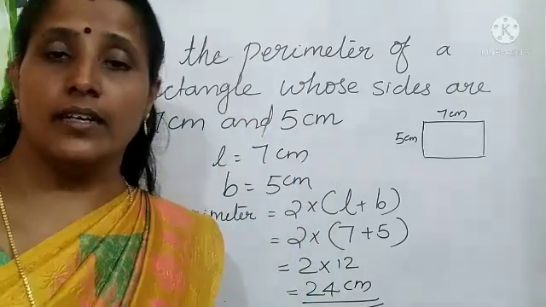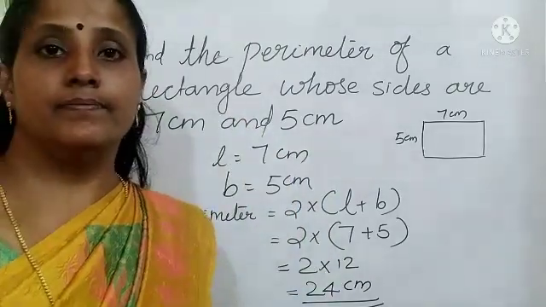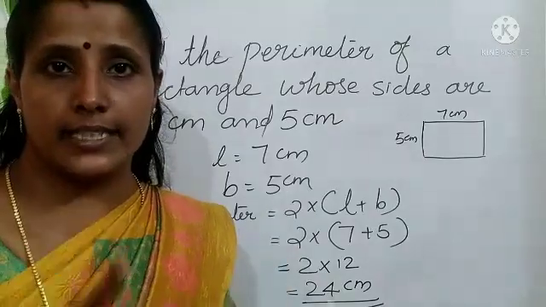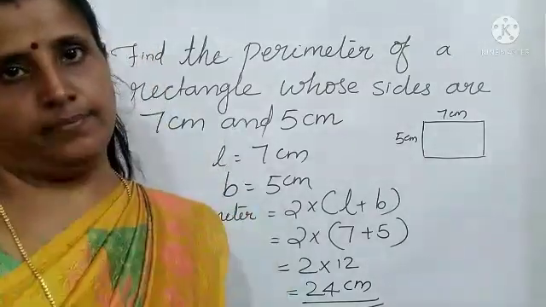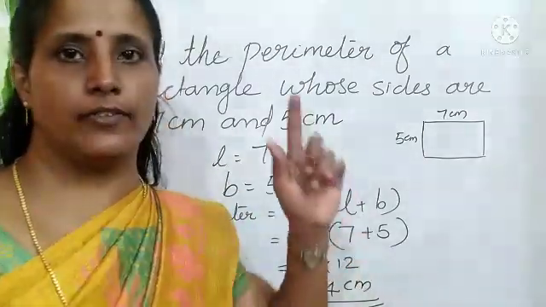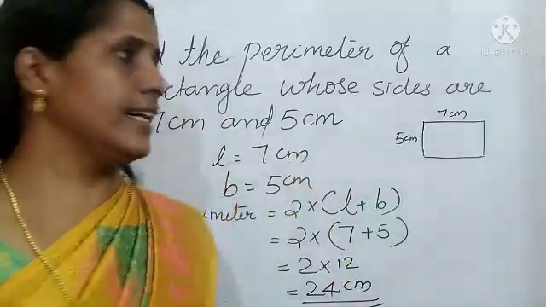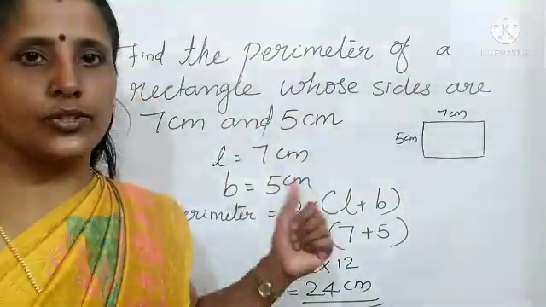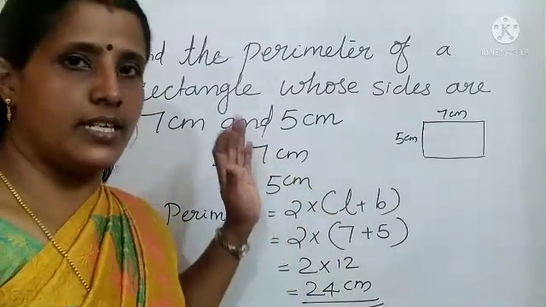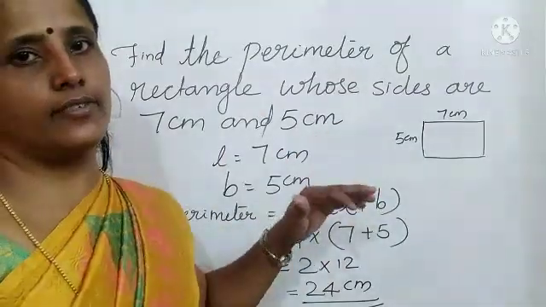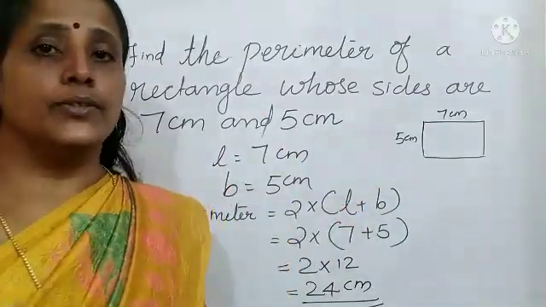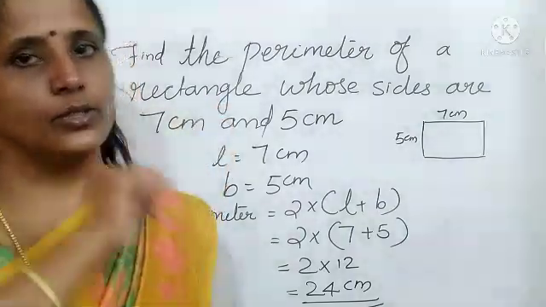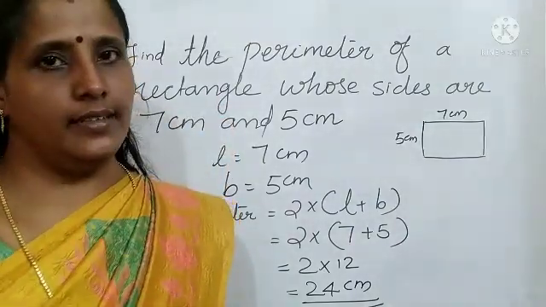What is the formula? We have to use it here. Yes, 2 into length plus breadth. That is the formula to find out the perimeter of a rectangle. Here length and breadth are given. So first adding length and breadth, after that getting the sum, you need to multiply with 2. Understand?